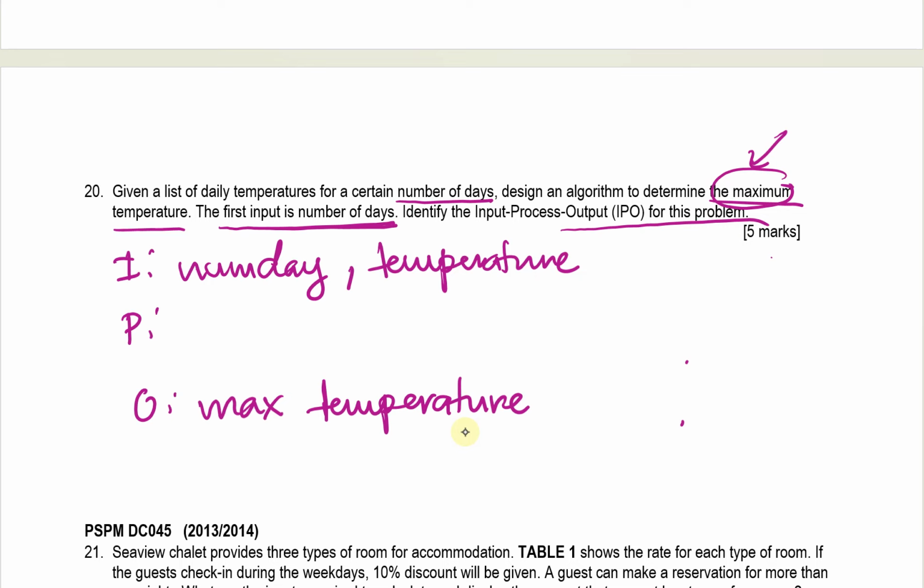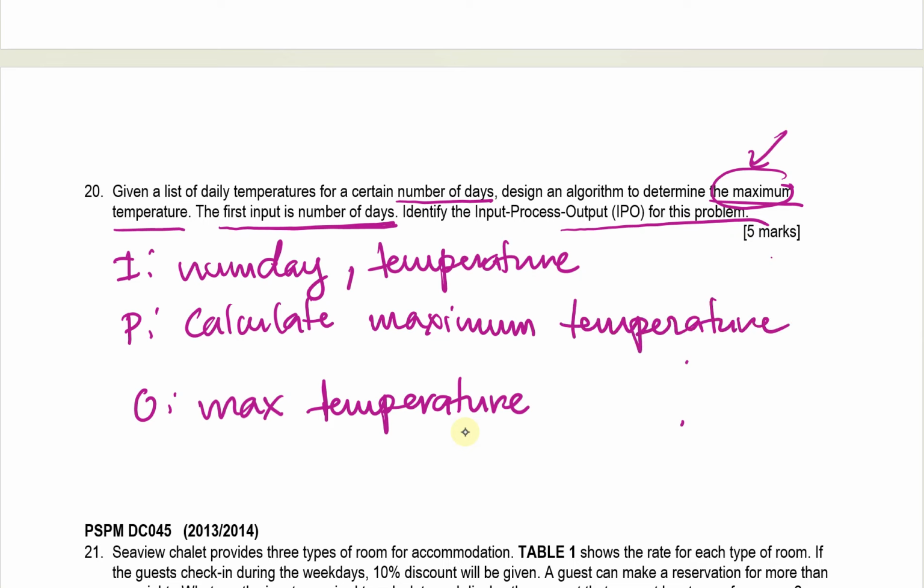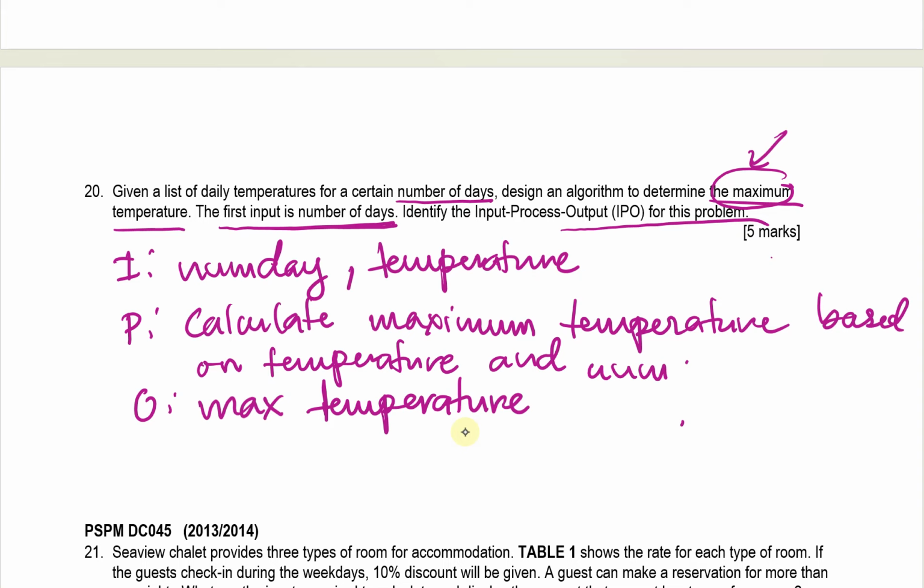So how about the process? So calculate what? So calculate maximum temperature. Okay, based on what? So what is your input? Based on temperature and number of day, or num day. Okay, it will depend on the number of day that you enter.